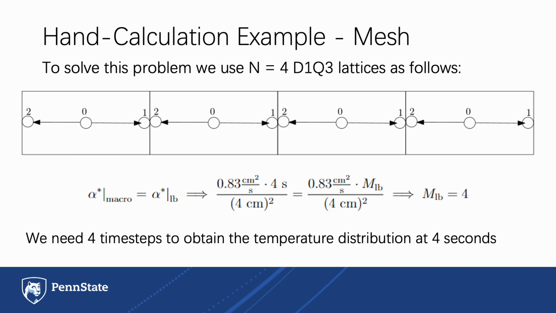Then we need to select the type of lattice we want to use to solve the problem. For this problem, we are going to use 4 D1Q3 lattices as shown in the image. The second step is to establish the scale and the equivalence between the scales. For this, we can select the value of alpha or the amount of time steps. In this case, we are selecting the amount of time steps, and we are saying the amount of time steps is 4.